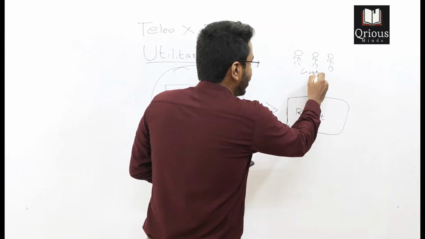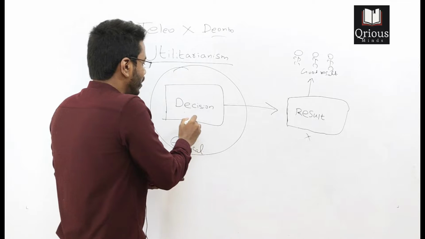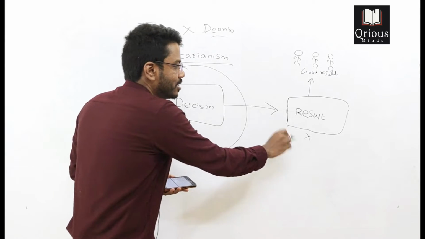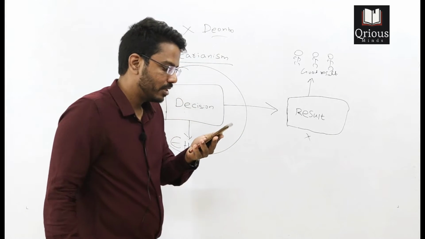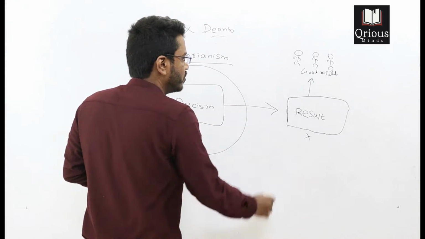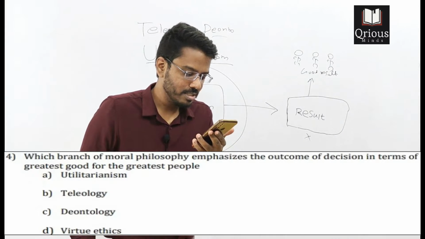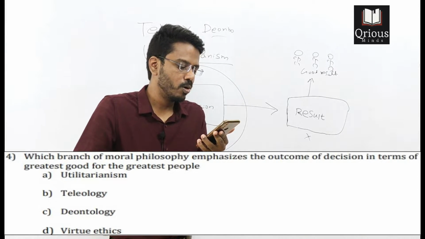the good result. If the result is good, then the decision is ethical. If the result is bad, then the decision is unethical, and that's what teleology advocates. Deontology doesn't have any connection with the result, it only concerns with the decision in itself. So option C, deontology, is also wrong.